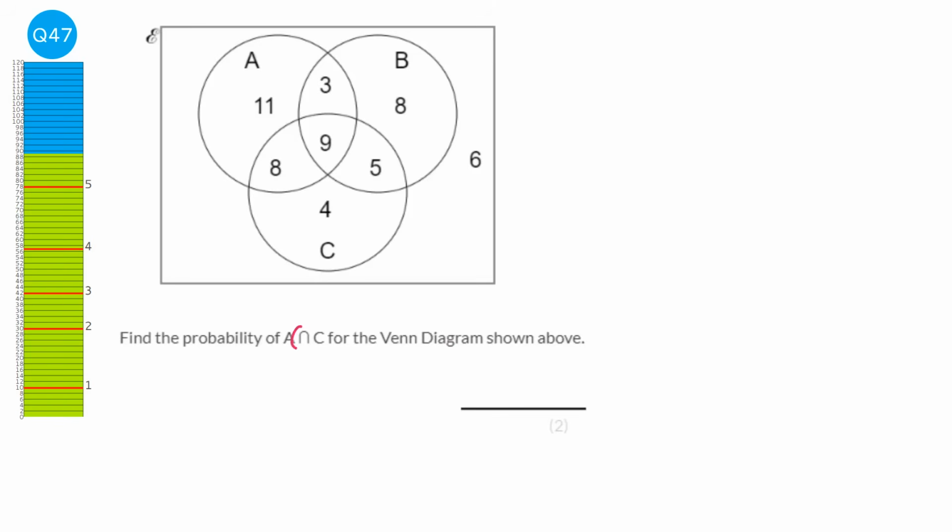So the symbol here basically means and. And the way I remember it is if you draw that symbol and just put a line through it, you can make the word and. So we're looking at the probability of getting something that is in A and C. So the only ones that are in A and C are this 8 and this 9 here. So we're going to just add the 8 and the 9 together, which give us 17.